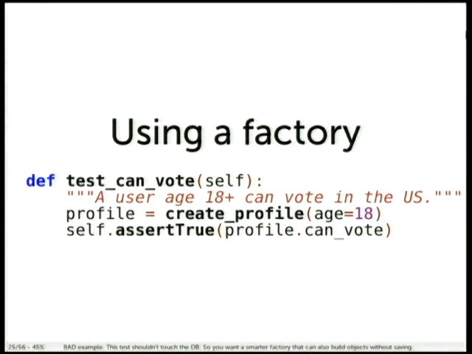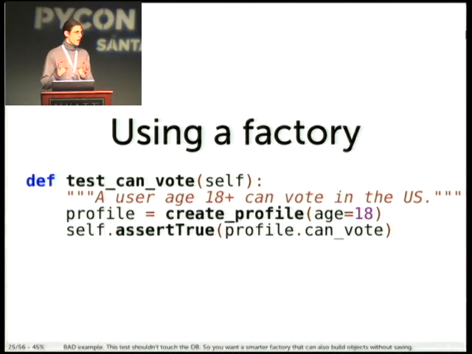So you could use it like this. You can just say profile equals create profile. The only thing I care about for this test is the age of the user. I don't care about anything else, so I don't have to say anything else. My test is explicit about exactly the data it needs to be explicit about and no more. And then I can make the assertion I need to make. It's a very simple and clean test.